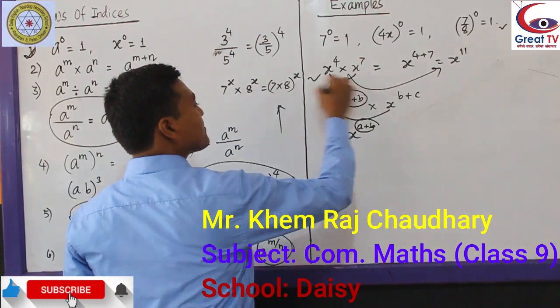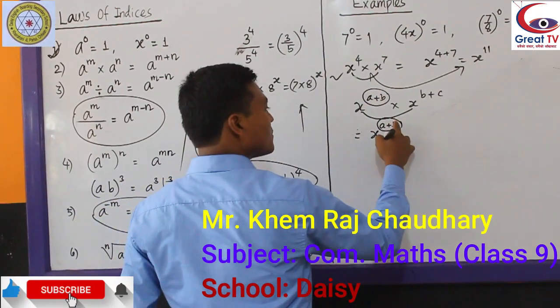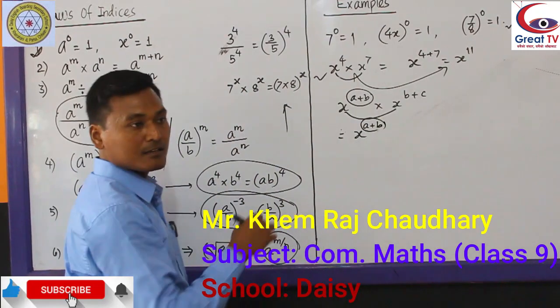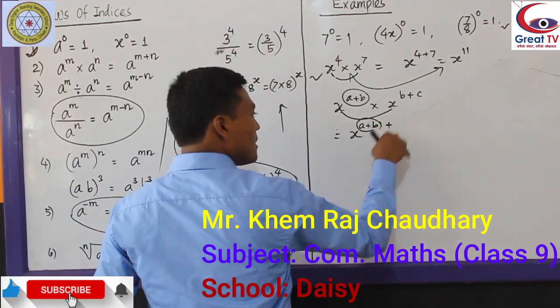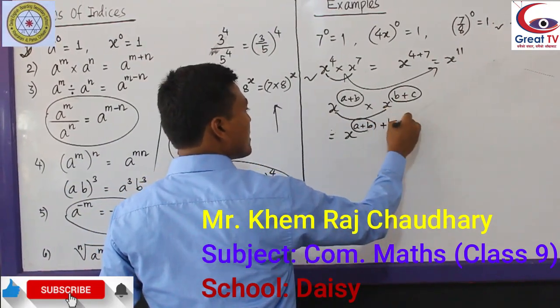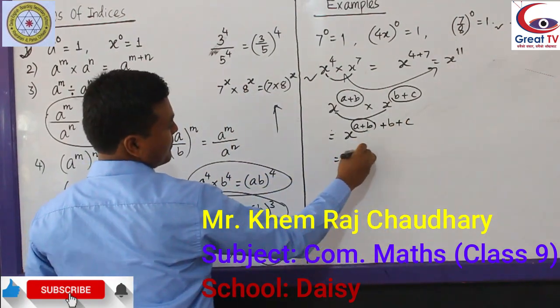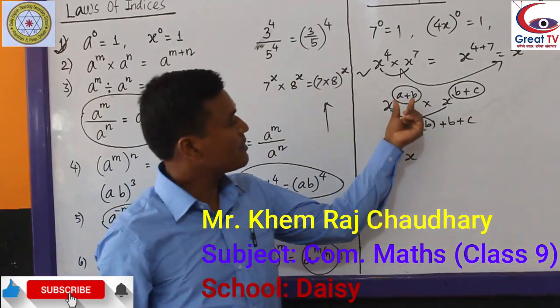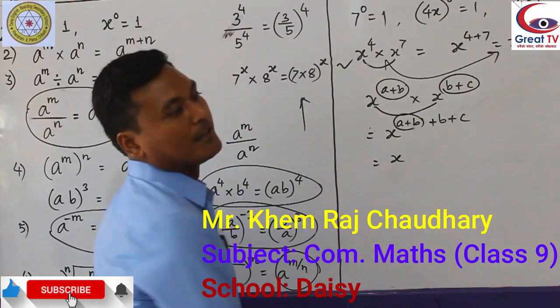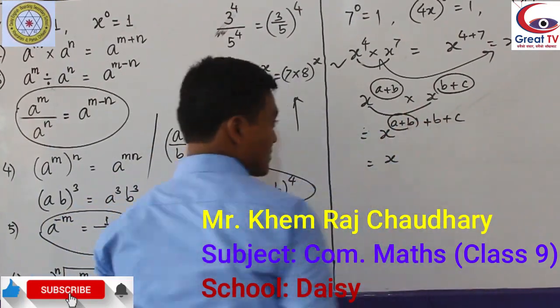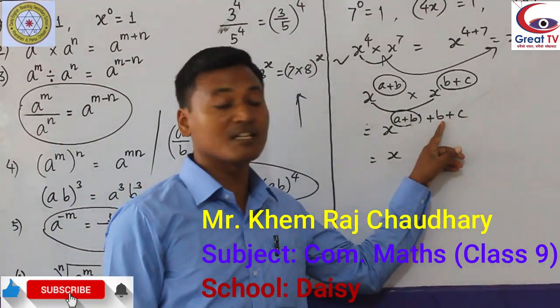Here, the first power is a plus b. Then we have the rule: powers are added, plus the second power b plus c. It is x to the power, the first power a plus b, second power b plus c. Then, let us add the powers. a does not have any like term.